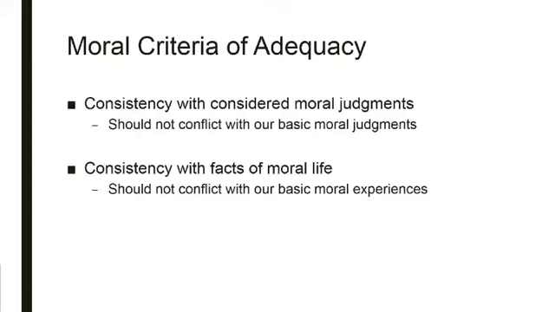Consistency with facts of moral life. We have certain things that we do as part of our moral experiences, okay? And we don't want a moral theory to conflict with those moral experiences. One of those moral experiences is that I've been wrong about morality. I've made moral judgments and I've been incorrect about them. So if a moral theory says I could never possibly be mistaken about my moral judgments, then that theory is going to be suspect.